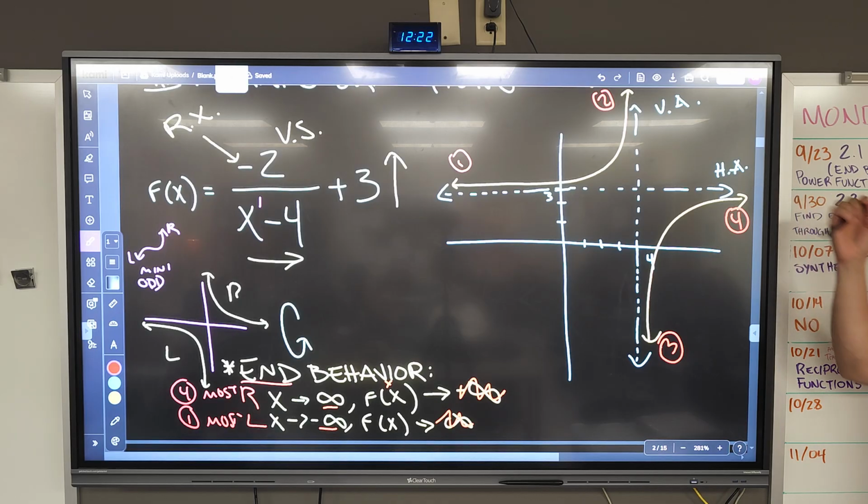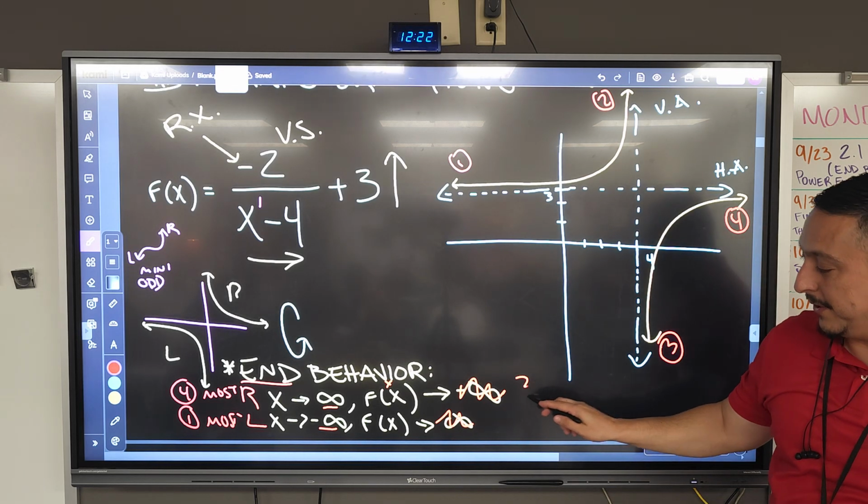There's a wall right there, right? And it's going to get closer to that wall, closer to that wall, closer to that wall. Where's that wall located on the y? 3. So the more I go this way, the more I get closer and closer and closer to 3.